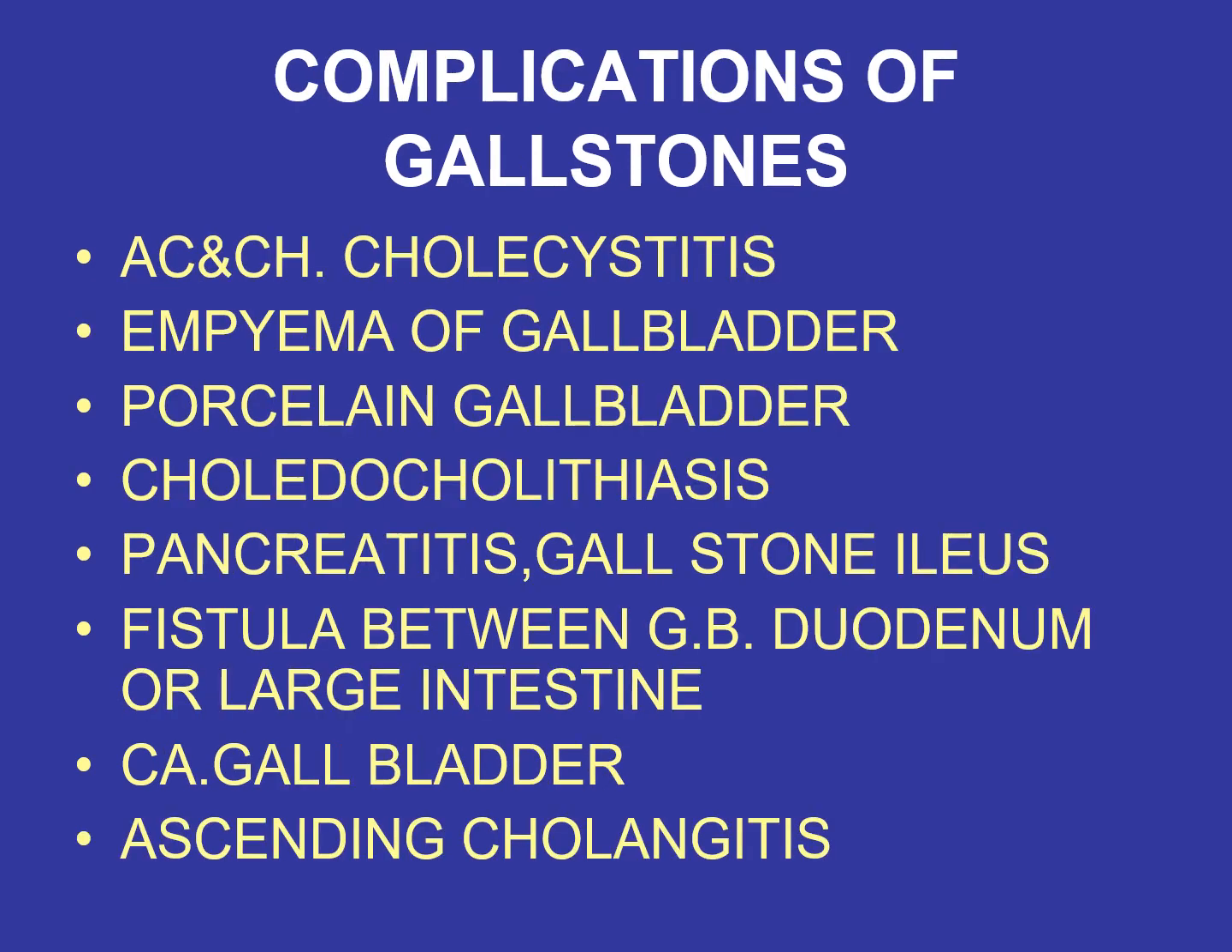The complications of the gallstones can lead to acute and chronic cholecystitis, empyema of the gallbladder, and porcelain gallbladder. What is empyema? When the stone gets impacted, say in the cystic duct or the neck of the gallbladder, there may be ascending infection. The ascending infection can lead to the formation of pus in the gallbladder, which is known as the empyema of the gallbladder. Porcelain gallbladder is in fact a complication of chronic cholecystitis.